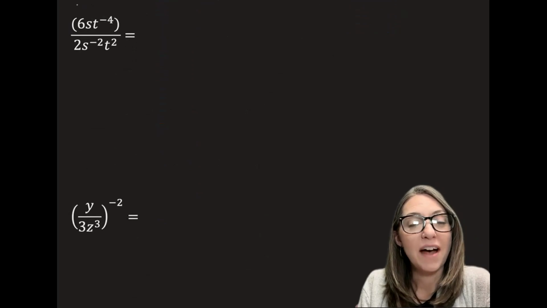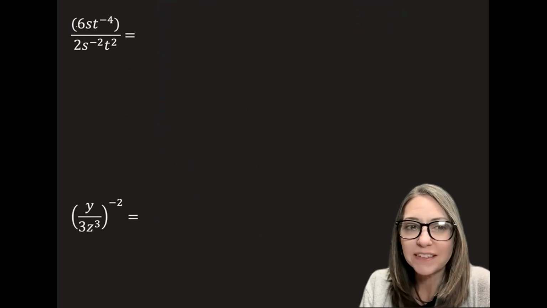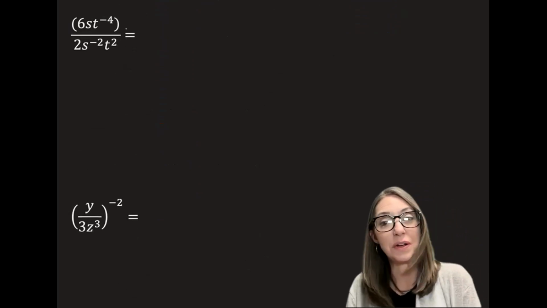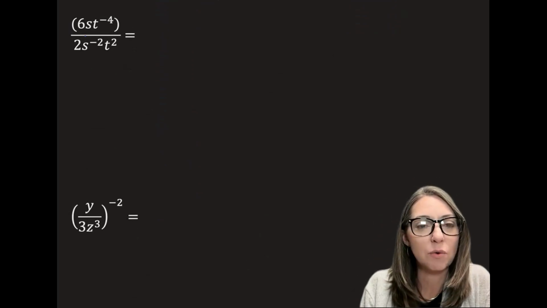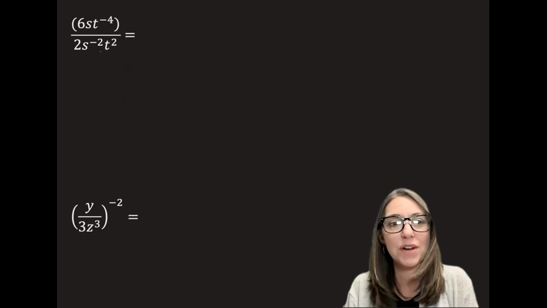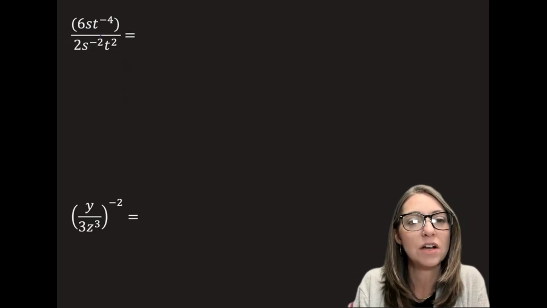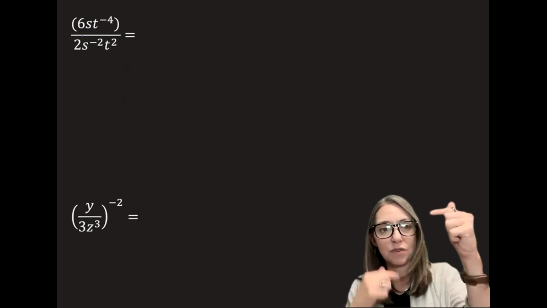So the first one, we have 6st to the minus 4 all divided by 2s to the minus 2 times t to the minus 2. There are parentheses around the numerator, but those parentheses aren't really doing anything, so I'm just going to drop those. And look at what we can combine. So everything is fully factored. There's not a plus or a minus in between any terms on the numerator or denominator. So we can go ahead and start combining things from the top with the bottom.